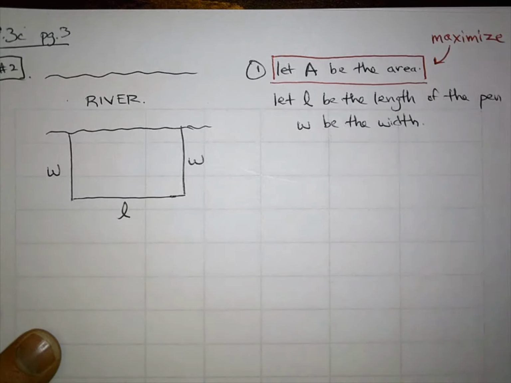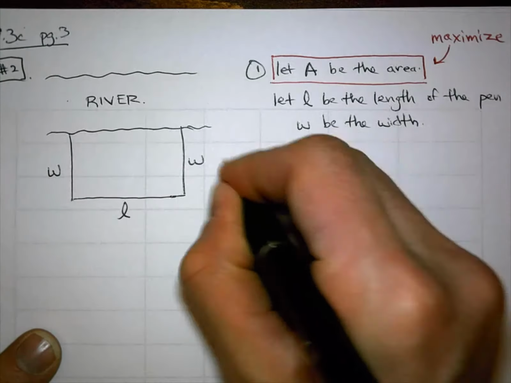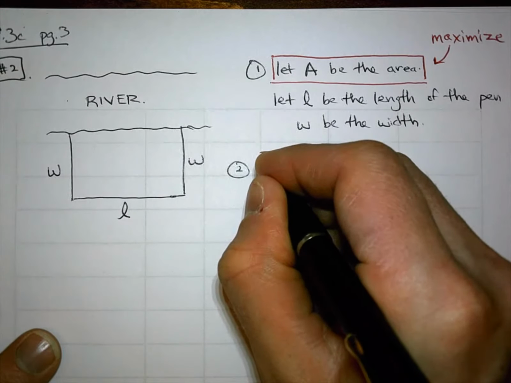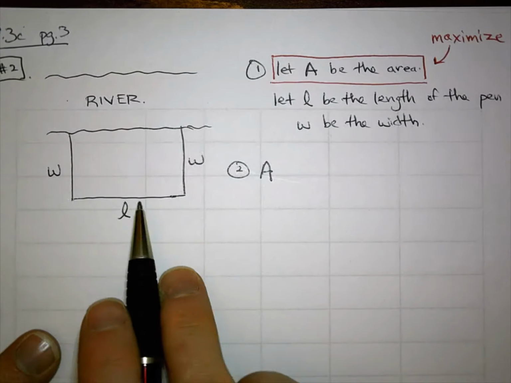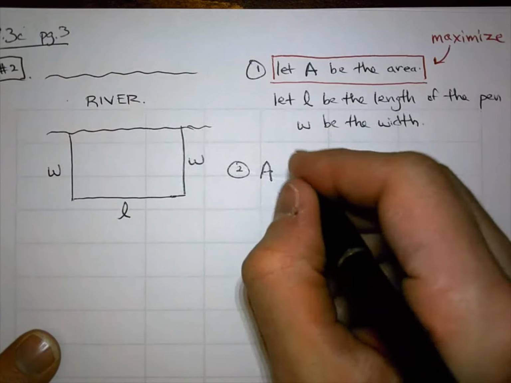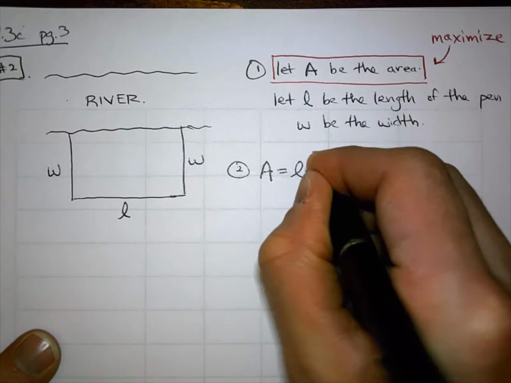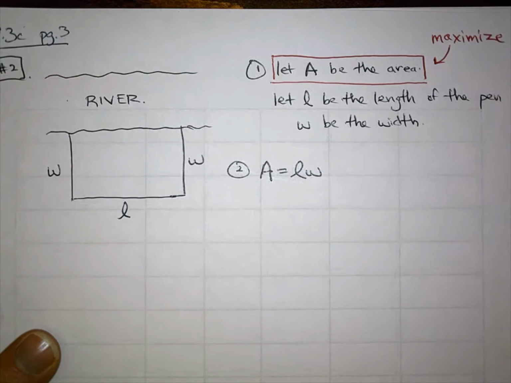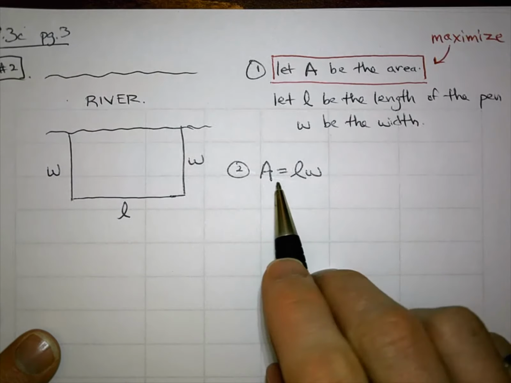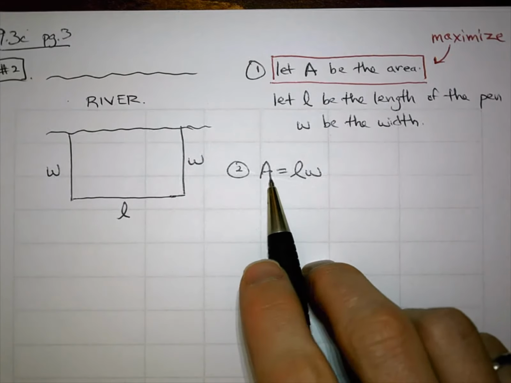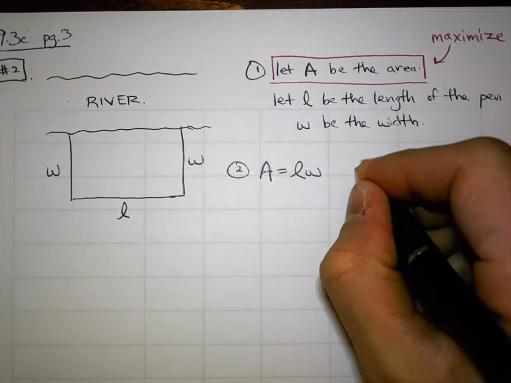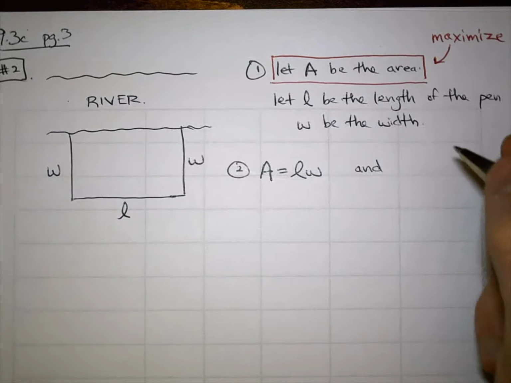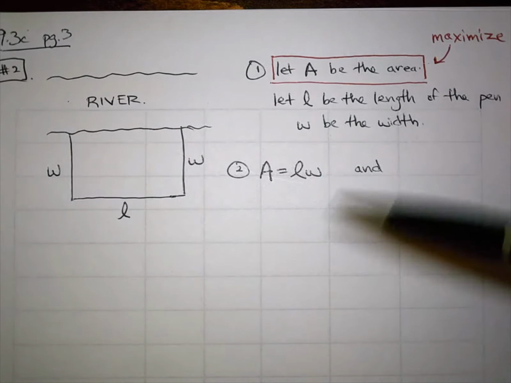Okay, so now step 2, I need to write a function for the variable to be optimized. So I'm going to write a function for area. How do I calculate the area of this pen? Well, it just so happens I have these 2 variables, length times width. So area is equal to length times width. Now that's great. I have a function for area being maximized. However, I got a problem. There's 2 variables here. So I need to use some other information from the question to make a second equation.